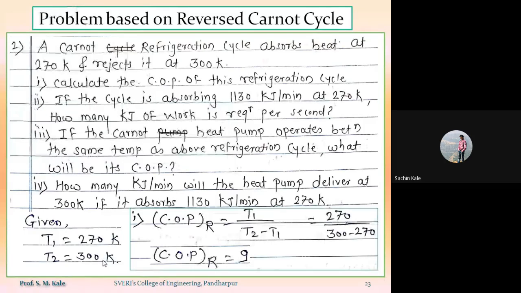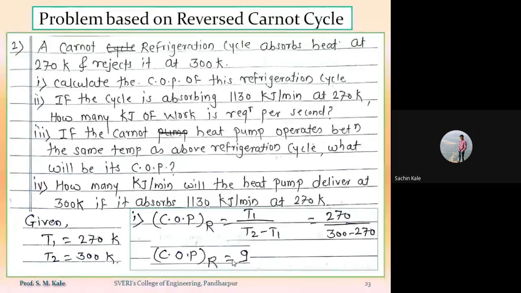Then second thing, first of all, we have to calculate the COP of the refrigeration cycle. We know the formula for calculation of COP of refrigeration cycle, that is nothing but T1 divided by T2 minus T1. What is the value of T1? Value of T1 is 270 Kelvin. Value of T2 is 300 Kelvin. Put those values, and you will get the COP of the refrigeration cycle as 9.